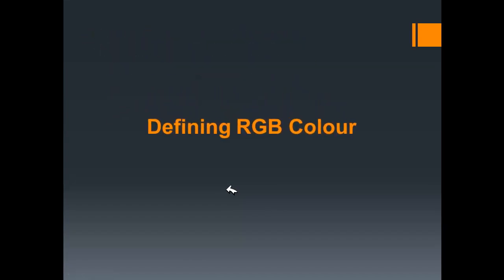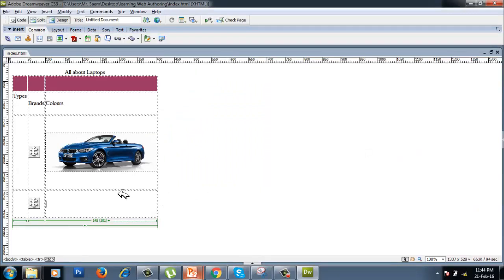Okay, now let's come to the next part. Defining RGB color. Very important thing. We need to discuss this. Well, it's very, very important. In your examination and within your book, your CIE book, the examiner talks about different color codes.